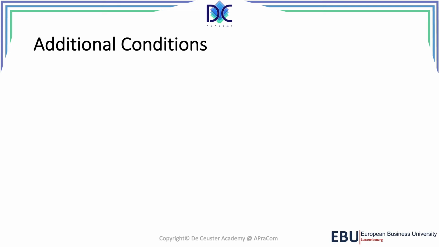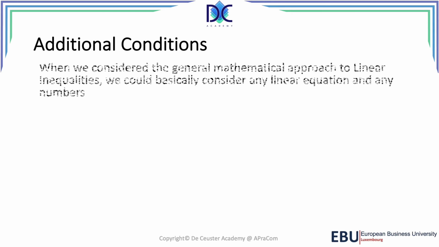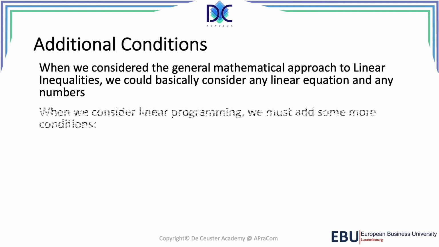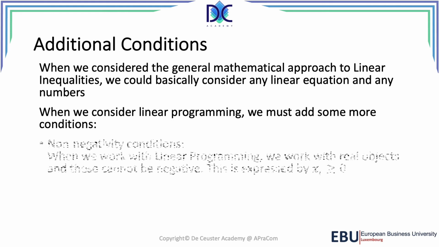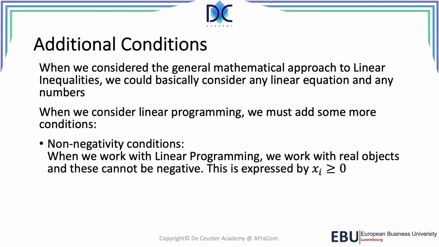Now, when we look at linear programming, I spoke about additional conditions that we have to take into account. For mathematical explanations, all those values x and y can be any value, can be real numbers, can be integers, can be negative, can be positive, and so on. Now, when we look at linear programming, we have to add some more conditions. A first condition is the non-negativity condition.